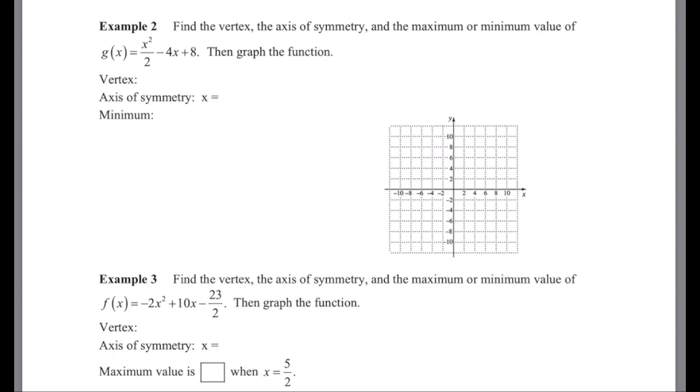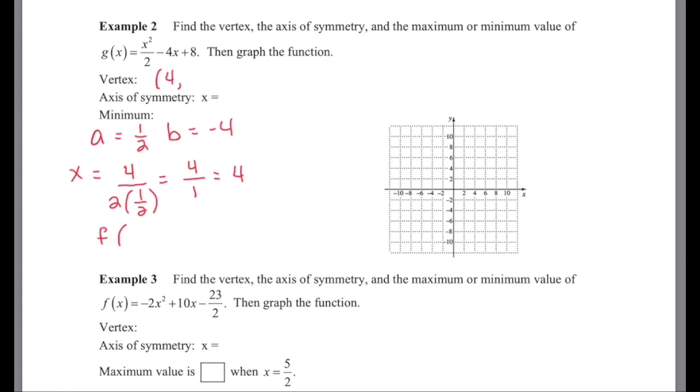Here we have g of x is x squared over 2 minus 4x plus 8. We're supposed to find the vertex, the axis of symmetry, and the min or maximum value. Our a value is half, and our b value is negative 4. So finding x, I need the opposite of negative 4, which is positive 4, over 2 times our a value. This then gives us 4 over 1, or simply 4. So I know that 4 is my x value.